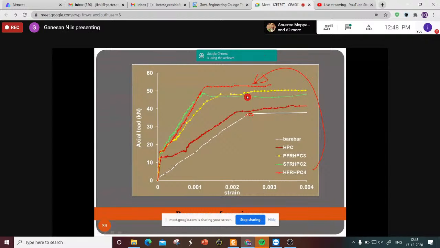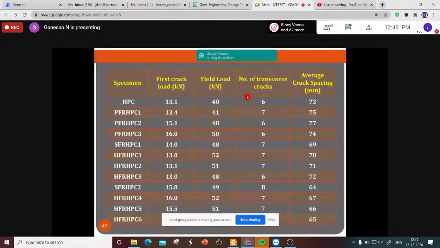Okay. From that, you can calculate the bond factor using the equation PCM by PCR. So we can say that the bond factor is higher in the case of a hybrid fiber when compared to steel fiber and so on. So we can always select it. So in this case, after the test, the first crack load, yield load, and all these things have been computed.